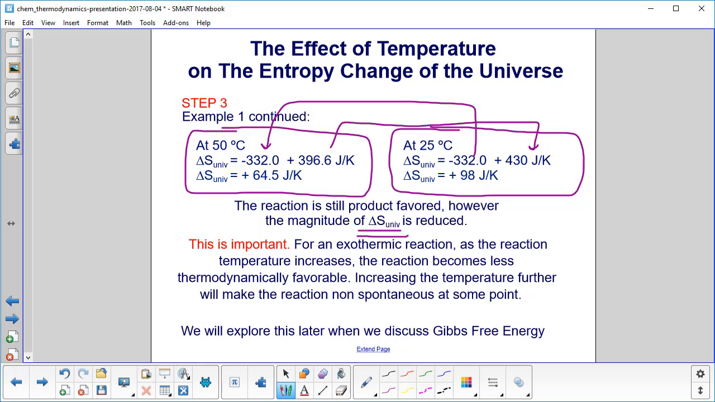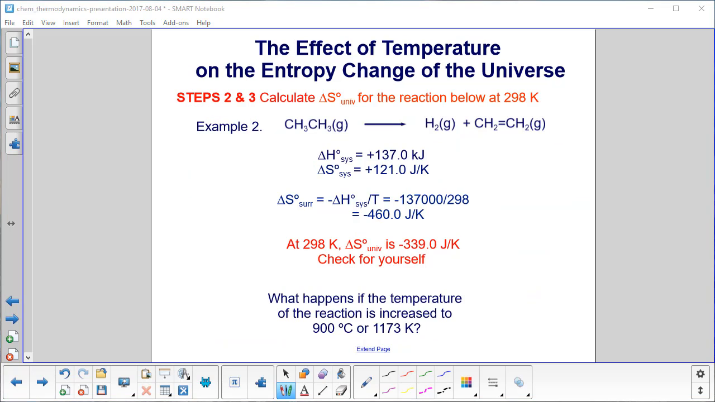That's important. For an exothermic reaction, as the reaction temperature increases, the reaction becomes less thermodynamically favorable. Increasing the temperature further will make the reaction non-spontaneous at some point. There's another way to look at that, and that's with this other thing called Gibbs free energy, which we will be getting to shortly. Let's work another example.